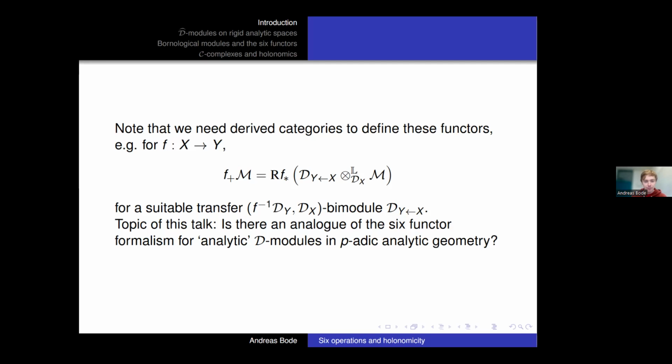So what we want to do now is look not at complex algebraic varieties, but instead look at p-adic analytic varieties. And the natural question arises there, can we find a suitable derived category where we can define such 6 functors? And once we have these 6 functors, the natural second question is, what's the correct notion of holonomicity? Is it still stable under these 6 operations? Do we get a similarly nice framework?